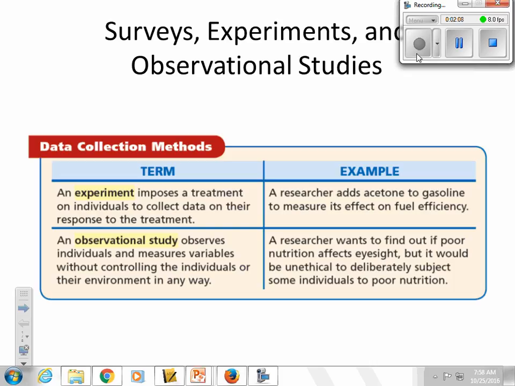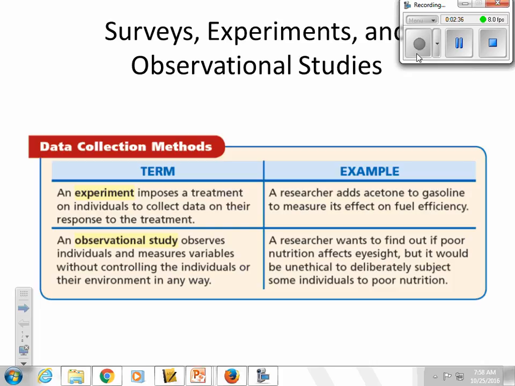So an example of an observational study would be where a researcher wants to find out if poor nutrition affects eyesight, but it would be unethical to deliberately subject some individuals to poor nutrition. Okay, so what they're saying by unethical is that it would be wrong to make some people flat out starve just to do a study.